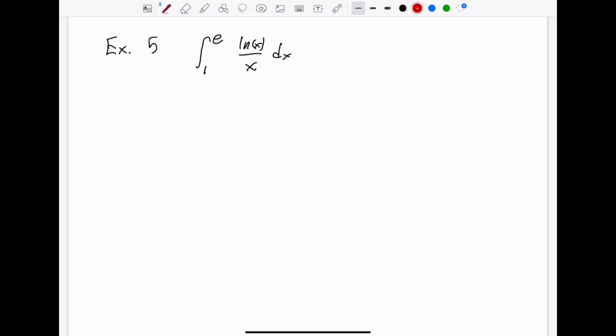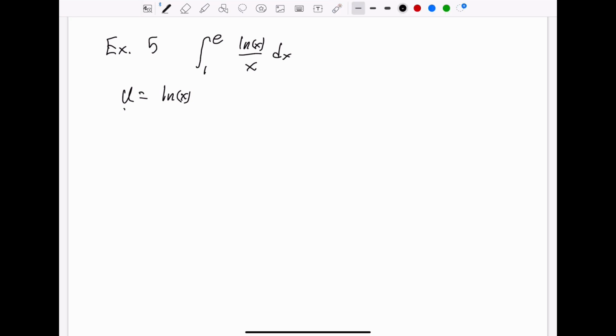All right, so if we can't choose u equals the denominator, really there's only one option left. We want to choose u to be the numerator, natural log. Now notice, the derivative of natural log is 1 over x. 1 over x is in this integrand. So let's see how this works out.